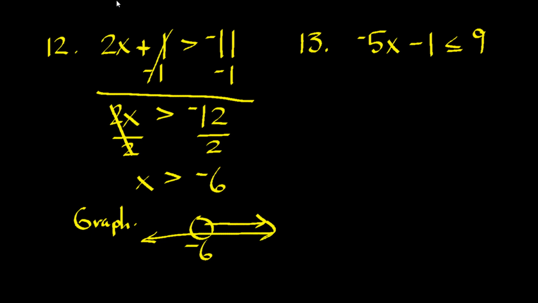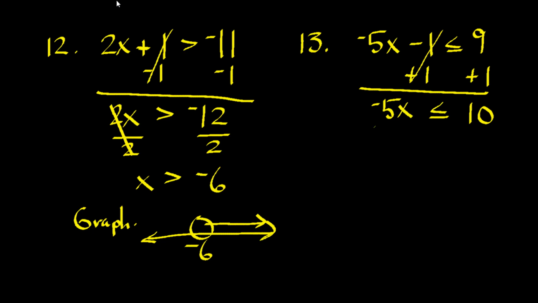For number 13, -5x minus 1 is less than or equal to 9. We will begin by reversing the -1 by adding 1 to both sides of the inequality. -5x we will bring down. We will bring down the less than or equal to, and 9 plus 1 is 10. Next, we will divide both sides of this inequality by -5.